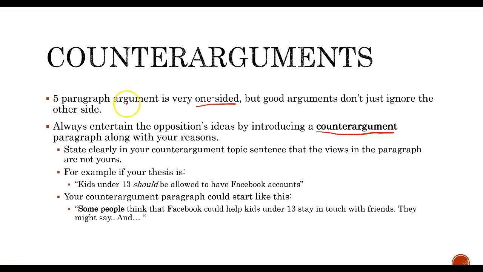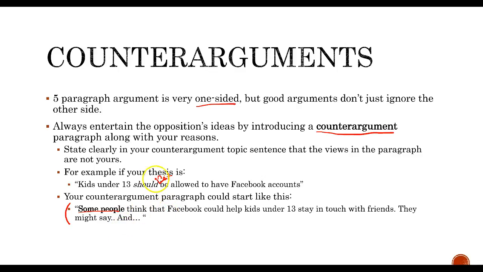So, for example, if our thesis was kids under 13 should not, a counter-argument would argue the opposite side and say something like this. Some people think that Facebook could help kids under 13 stay in touch with families. They might say this and that and this. However, the truth is that kids should not be allowed to have Facebook accounts. So there's a good way to develop a counter-argument paragraph, writing a whole paragraph about views that oppose yours.